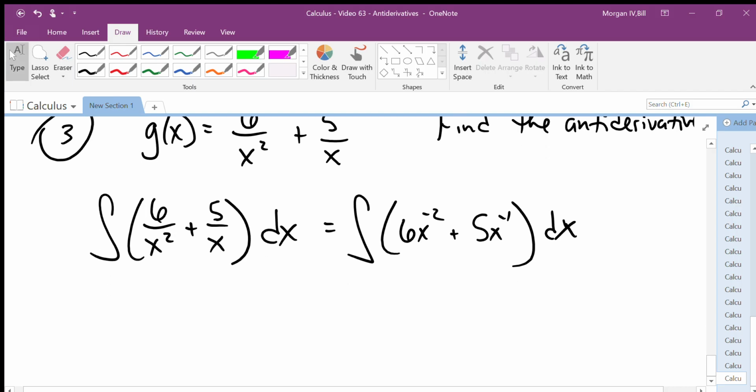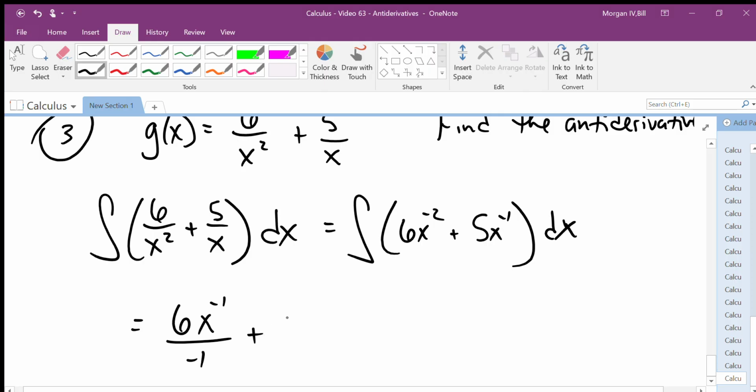Undoing the power rule, on the 6x to the negative 2, I'm going to add 1 to that exponent. Now, if I have negative 2 and I add 1, now I'm at negative 1. So this is equal to 6 times x to the negative 1, dividing it by my new exponent of negative 1. Okay, I like that. But the next one's going to get really weird.